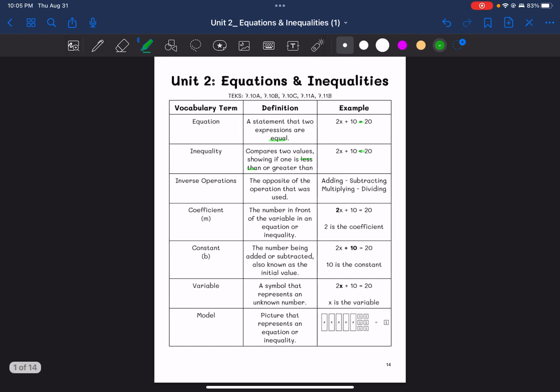Inverse operations, it's the opposite operation. Okay, so we have adding and the inverse would be subtraction. The inverse of multiplying would be dividing.